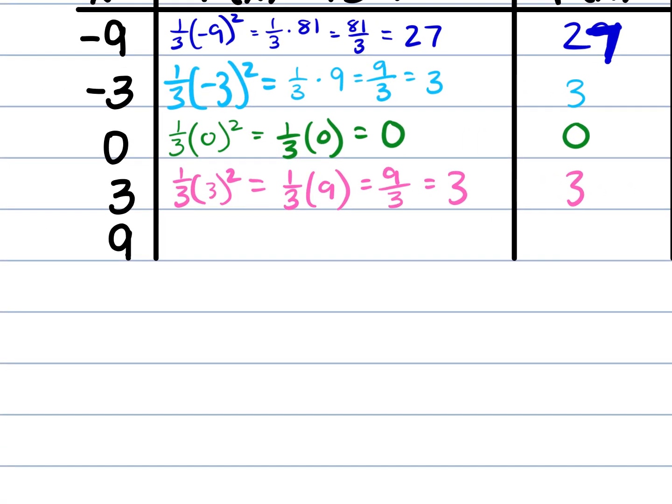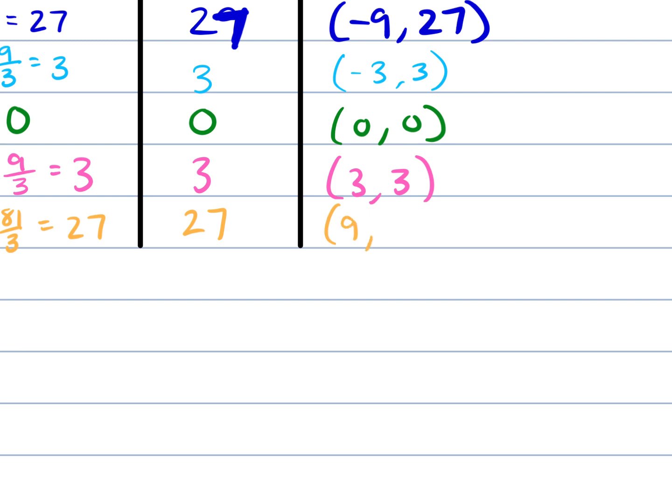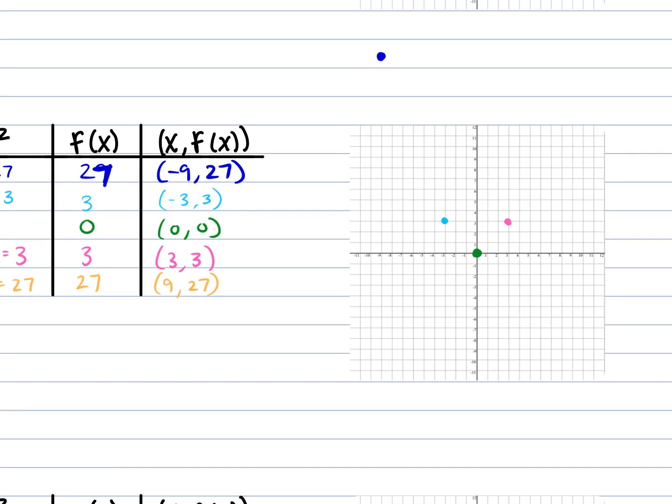Last point, let's plug in 9. So we have 1/3 times 9 squared. What's 9 squared? 81. 81 times 1/3 would be 81/3. And what's 81 divided by 3? 27. We did that one earlier. So our last point would be 9, comma 27. So we put that on the graph. We're going to go to the right 9 and up 27, which again will be way off of our graph, but that's fine.